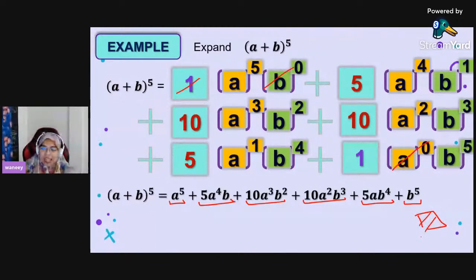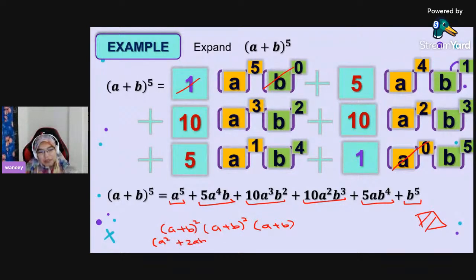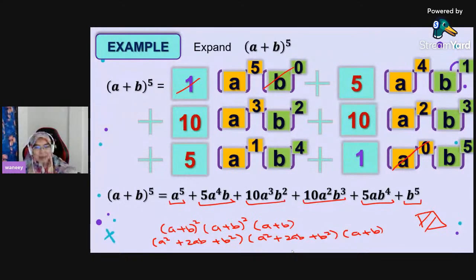Tada! So tak payahlah kita nak buat macam ni. Tak perlulah nak buat a plus b squared, and then darab lagi dengan a plus b squared, and then darab lagi dengan a plus b. Lepas tu yang ni pula jadi a squared plus 2ab plus b squared, and then you have another one, a squared plus 2ab plus b squared, and then another one, a plus b. And keep on trying to expand everything until habis kertas tapi tak dapat jawapan.